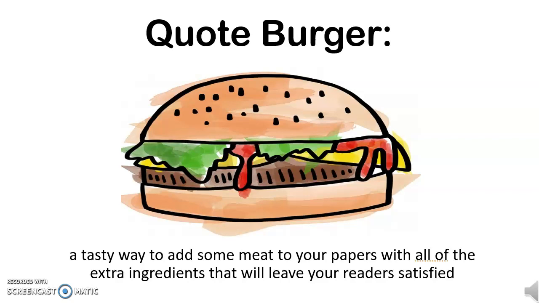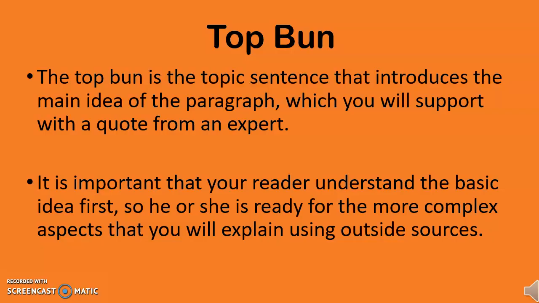So let's stop and consider a burger visually from the top down and consider it as the parts of a body paragraph. So that means the top sentence would be the top bun. So it's the topic sentence. It introduces the main idea of the paragraph. You need to start with a main idea sentence or a topic sentence so the reader is ready for what you're going to introduce as evidence for that main idea when you use sources in your paragraphs.